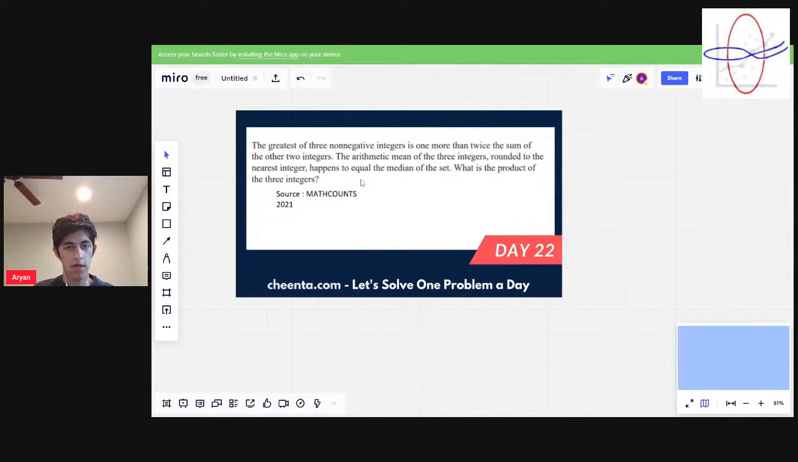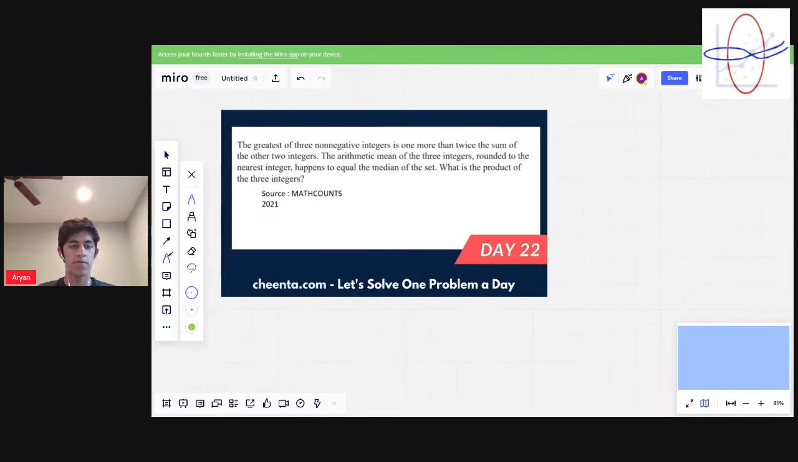Today we're going to be looking at the following problem from Mathcounts 2021. Let's get a quick read. The greatest of three non-negative integers is one more than twice the sum of the other two integers. And the arithmetic mean of the three integers rounded to the nearest integer happens to equal the median of the set. And we are asked to find the product of the three integers.